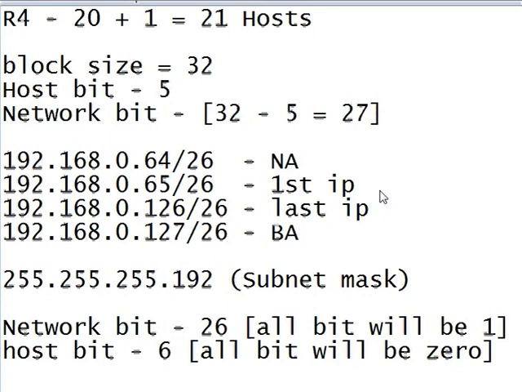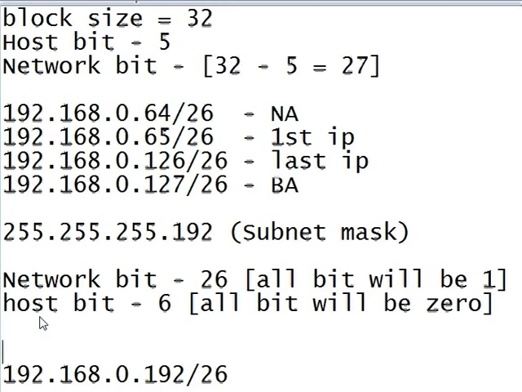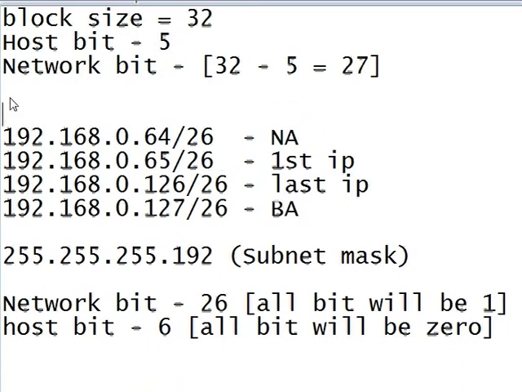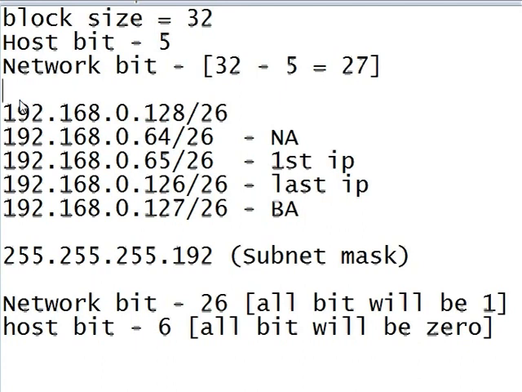Here you can see we have already used 0.0 and 0.64, so this is my next subnetwork. The concept is, for the next subnetwork, instead of /26 I am going for /27. That means I am borrowing one more bit. When I borrow one more bit, this is the concept: we go for subnetwork of subnetwork.